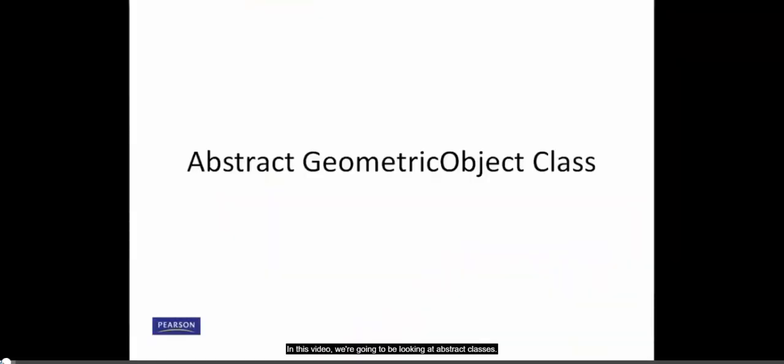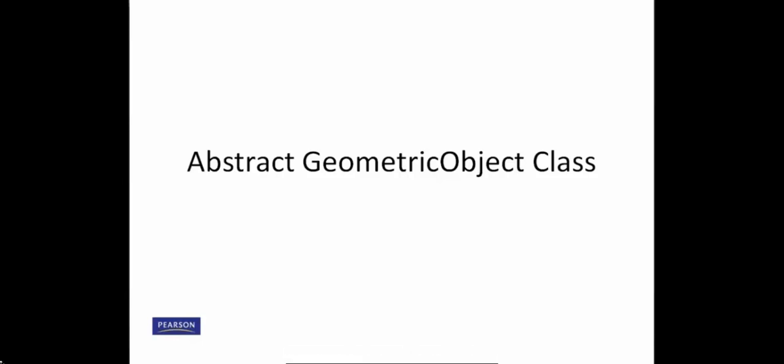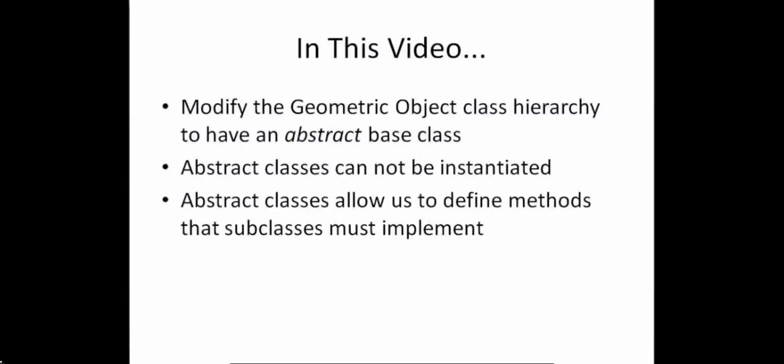Hello everyone, in this video we're going to be looking at abstract classes. So what we're going to do is modify the geometric object class hierarchy to have an abstract base class. So the geometric object class is going to be abstract. Now what this means is we can't instantiate abstract classes. So we'll never have an object of type geometric object. We might have one of the subclasses but not actually the superclass.